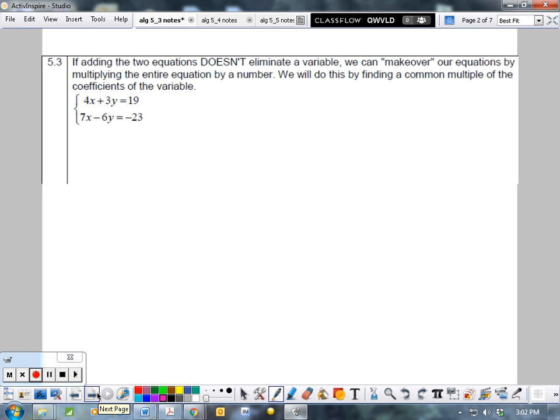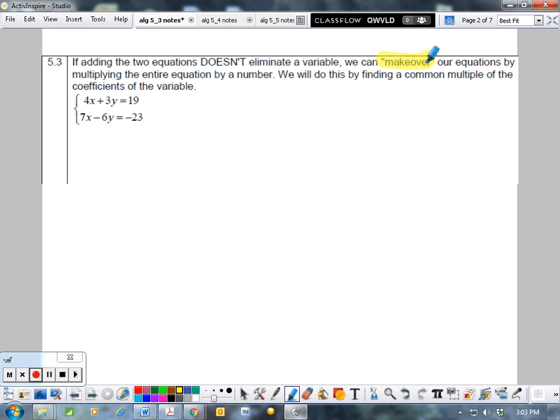And now we're going to take a look at what happens if they don't line up. When I look at my equations, I've got a 4x and a 7x, not the same number, different signs. For the y's, I have a 3y and a negative 6y, not the same number, different signs. But I do have the ability to multiply my equation. I can multiply the entire equation by a number to get a new version of the equation, which is kind of like giving the equation a makeover. It's the same equation, just a new look, so that we can get those numbers to cancel out.